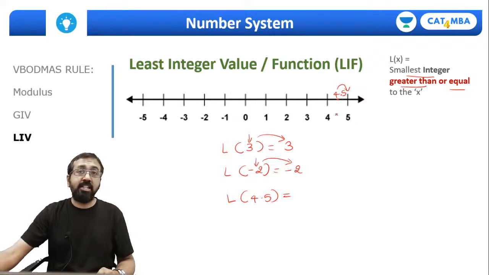So which is the first integer on the right hand side of 4.5? It's 5. So the least integer value of 4.5 is 5.